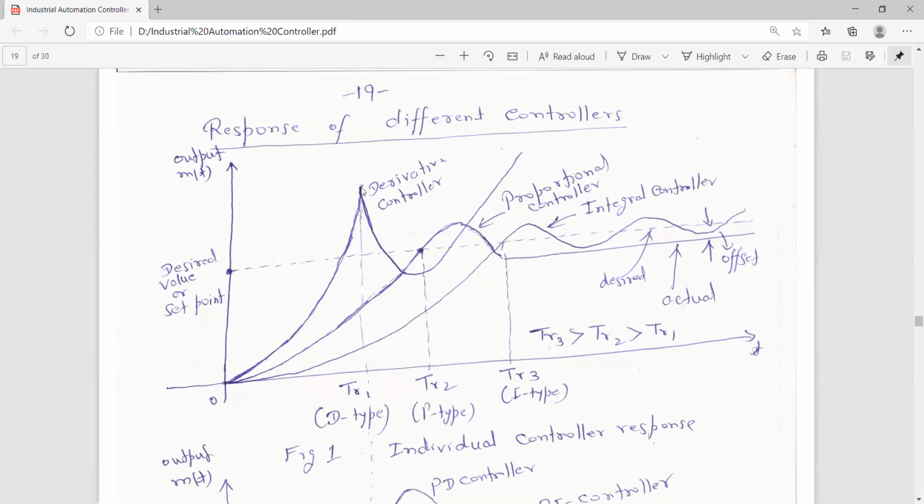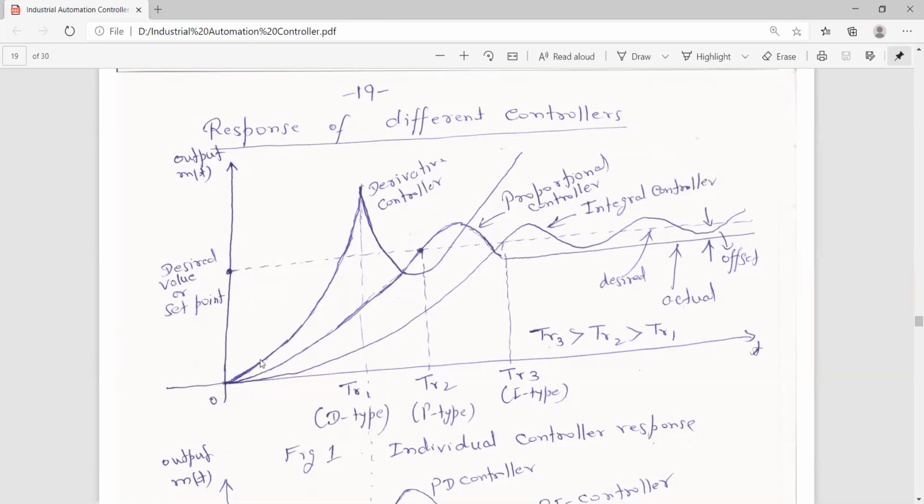And after that it is going to become divergent, because it picks up the noise and divergent nature. So the major drawback is that because of this it is not going to be used alone. But if we consider its response time, this response time is very small as compared to the other one.